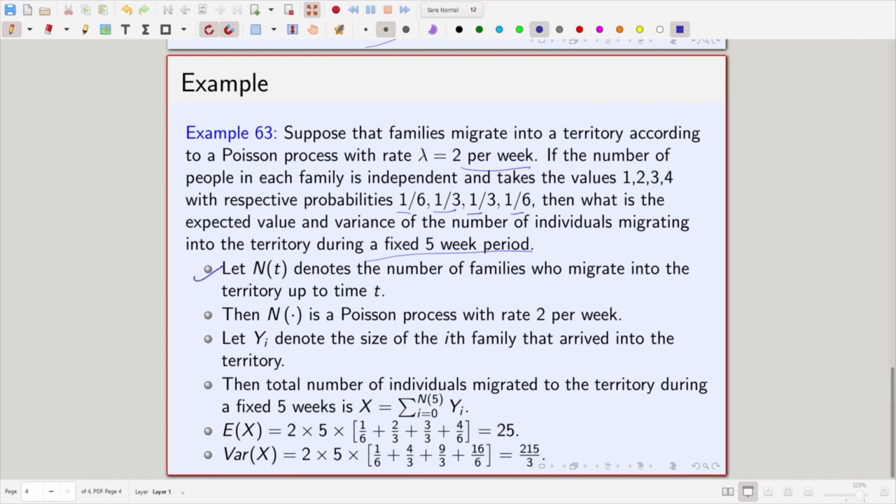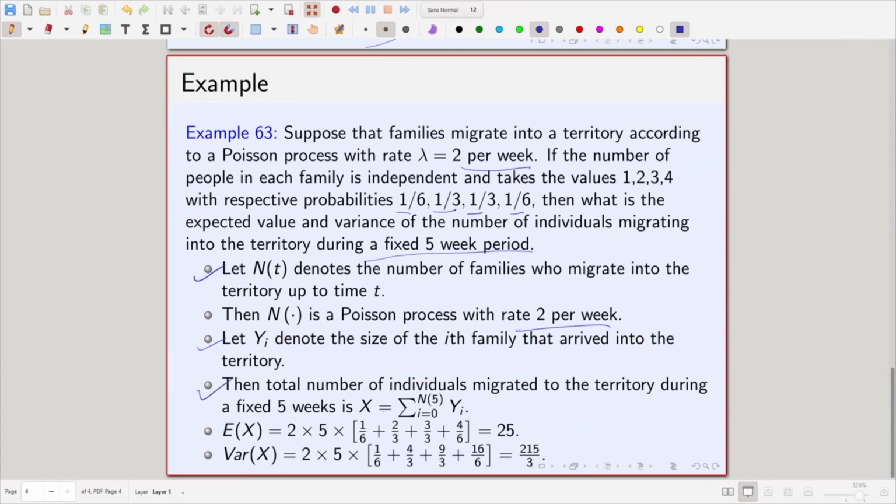So, let N_t denote the number of families who migrate into the territory up to time t. Then N is a Poisson process with rate 2 per week, because you were told that families migrate into a territory according to a Poisson process with rate lambda equal to 2 per week. Let Y_i denote the size of the ith family that arrived into the territory. Then you are given that these Y_i's are iid and take values 1, 2, 3 and 4 with certain probabilities, and they are also independent of the arrival process.